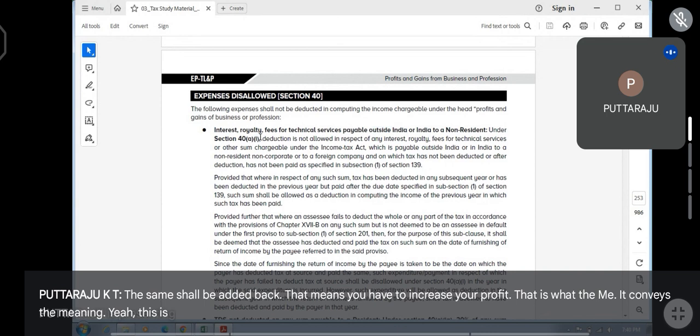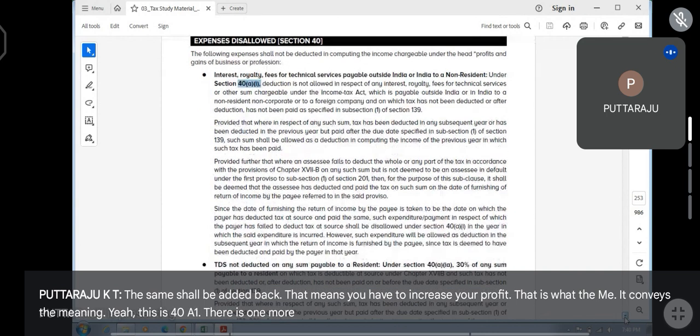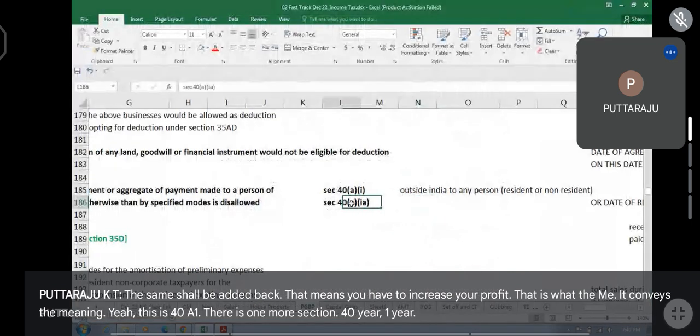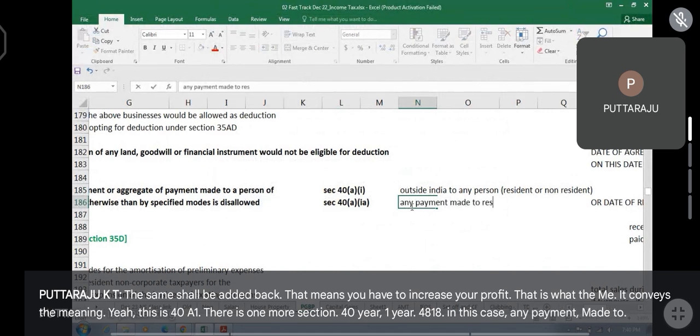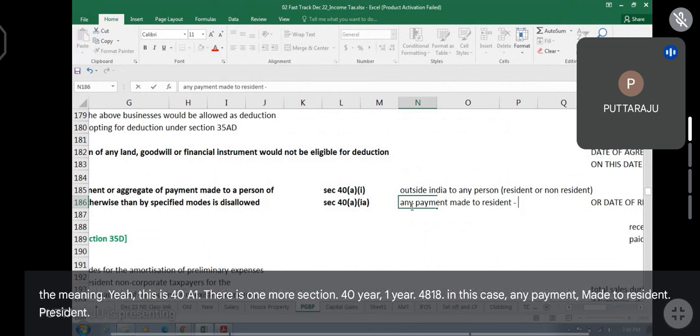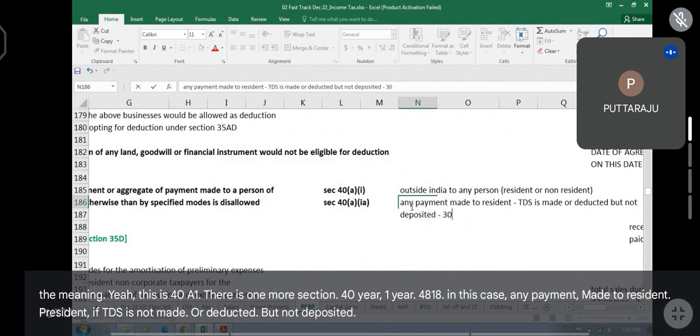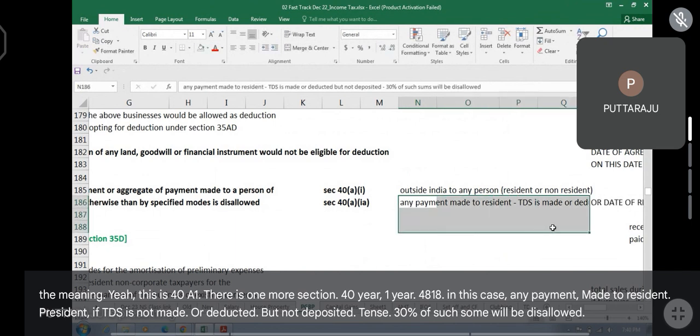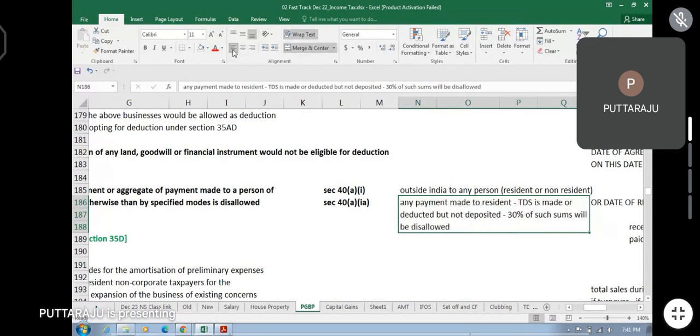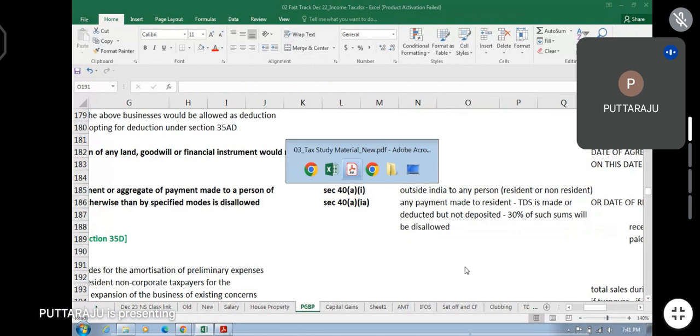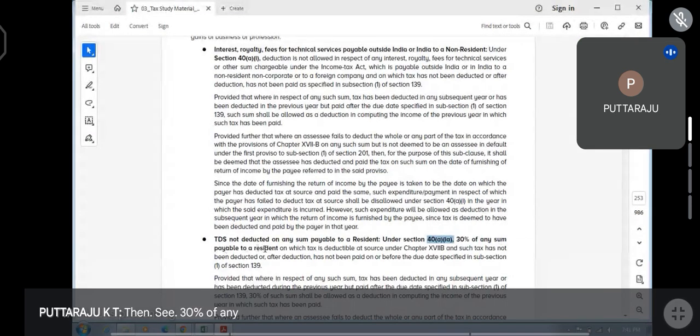Okay, this is 40A1. There is one more section, 40A1A. In this case, any payment made to a resident, if TDS is not made or deducted but not deposited, then 30% of such sum will be disallowed. Done? See, 30% of any sum payable to a resident.